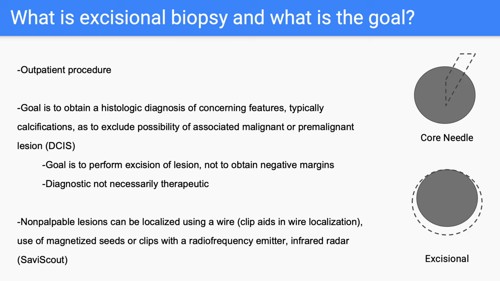Non-palpable lesions can be localized using a wire, use of magnetized seeds or clips with a radio frequency emitter, or infrared radar, such as the Savvy Scout, which is what we use here at the University of Colorado. On the right, you can see a core needle biopsy and how that is simply a sample of the lesion. However, in an excisional biopsy, we are attempting to excise the entirety of the lesion.